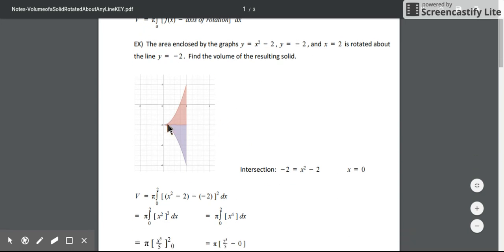Again, you can look at the graph to find your intersection points, or you can set your two curves or boundaries equal to each other. So I know I have f of x here and this horizontal line. So I can subtract those two things, or set them equal to each other, and find the intersection point. And when we do that, we see that we are intersecting at x equals 0. That's our vertical line there. We're also told we're bounded by the vertical line x equals 2. So now we're trying to find this area so that when we rotate it and spin it around this line, we can get the volume of that solid.